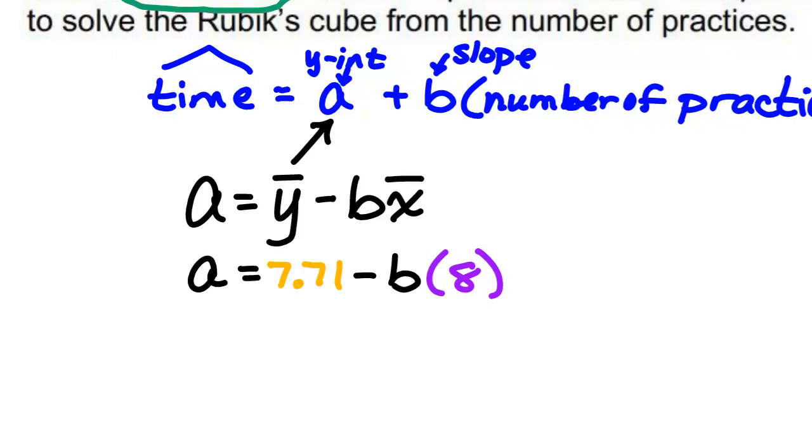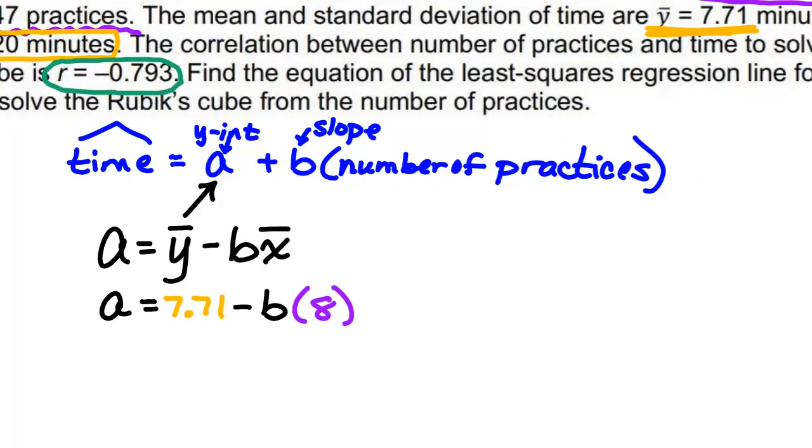I need to know what the slope is. I need to know what B is to be able to plug in so that I can find my y-intercept. So I have to kind of put this on pause for just a moment. How do we find the slope? Yes, B is equal to R times the standard deviation of y over the standard deviation of x.